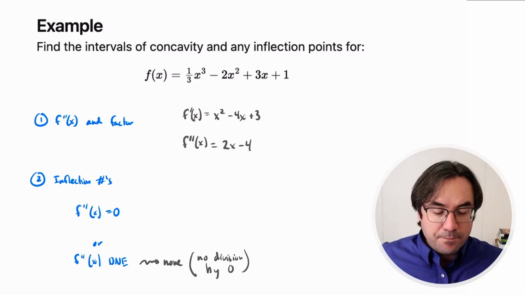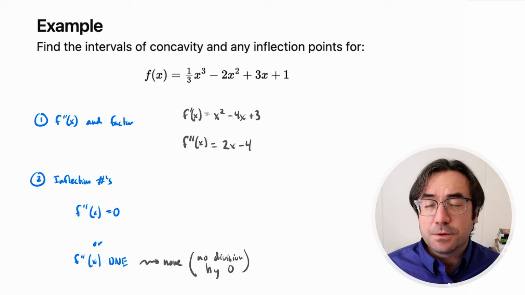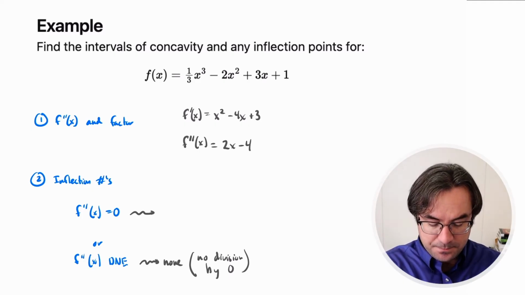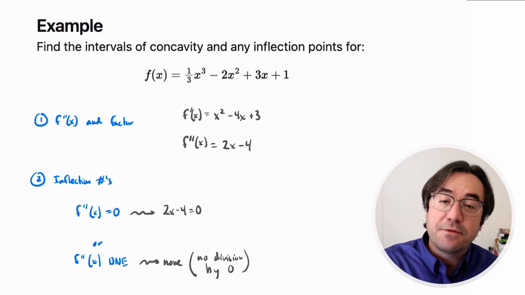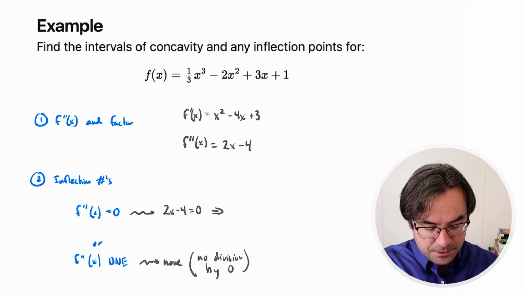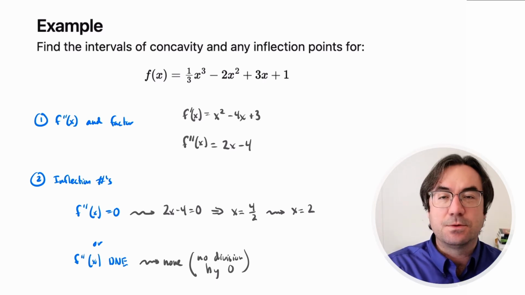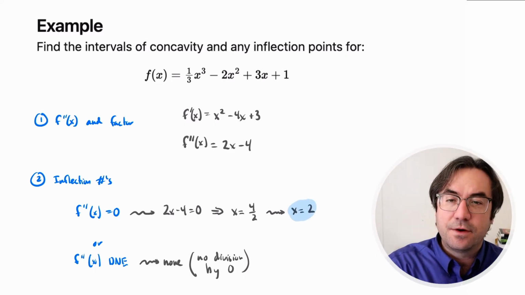Again, you're just kind of looking for division by 0. But we are going to get something from setting our second derivative equal to 0 and solving for x. That gives us the equation 2x minus 4 equal to 0. Then we can add 4 to both sides and divide by 2. So when we do that, we get x is equal to 4 over 2. And if we simplify, x is equal to 2. So this is one of our inflection numbers.